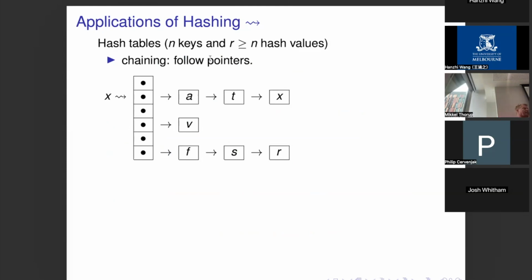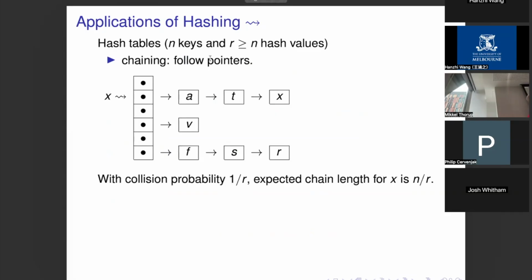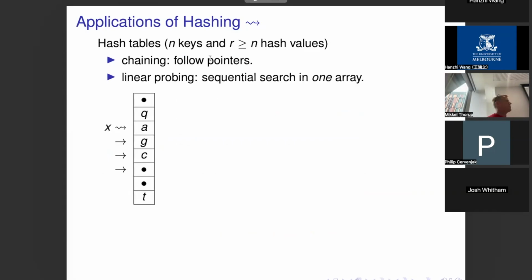But as opposed to having to go through all the elements, I'm just looking at this restricted number, which is only in expectation a constant. So with a collision probability of 1 over R, the expected chain length for where X goes is N divided by R. And that holds no matter whether I use this nice fully random hashing, which is an abstraction, or I just use linear hashing.